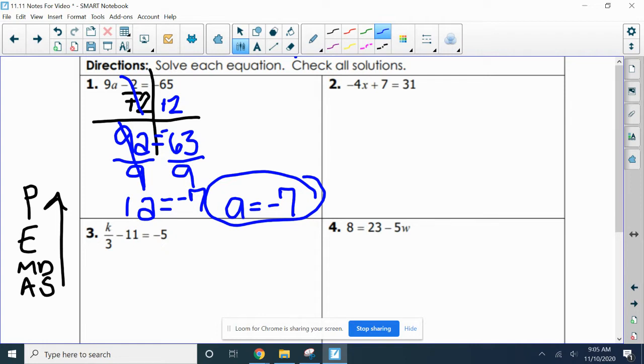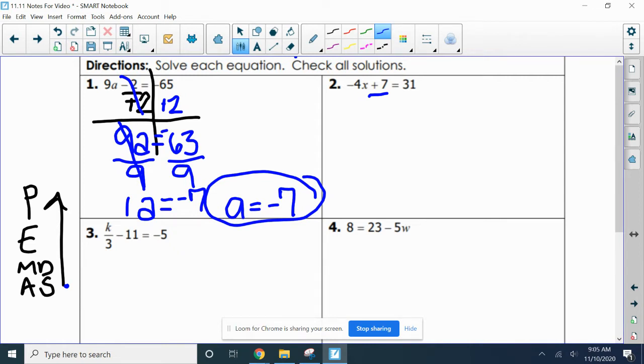All right, so let's look at number 2. Same thing. We're working our PEMDAS backwards because we want to undo it in the opposite order of what we did it. So I need to start at the bottom here with my addition and subtraction. So I want to get rid of plus 7.